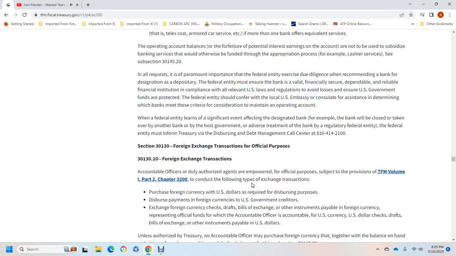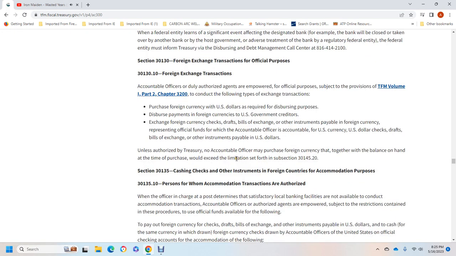Government credit for the exchange of foreign currency, checks or draft bills of exchange or other instruments paid with the foreign currency for official representation, from the accountable officer for the accountable U.S. currency for the U.S. dollar, draft bills of exchange or other instrument paid in U.S. dollars, using authorized Treasury and the accounting officer for the purchase of foreign currency together with the balance on hand at the time of the purchase, without exceeding the limit set forth in subsection 3145.20.